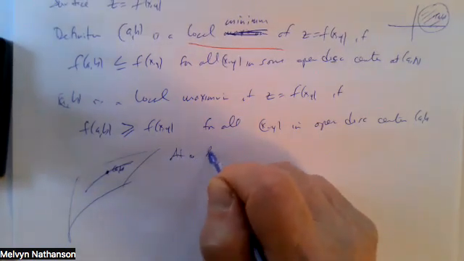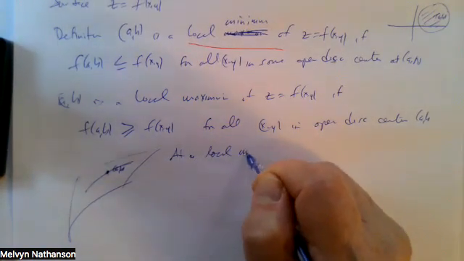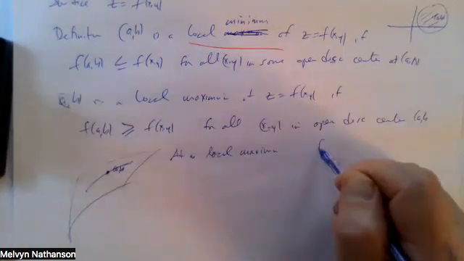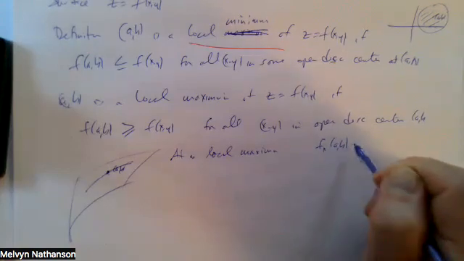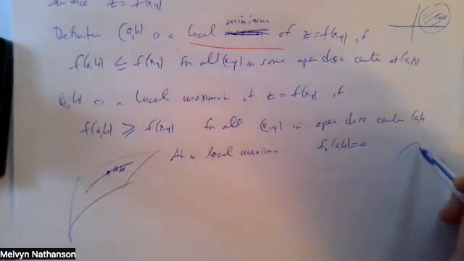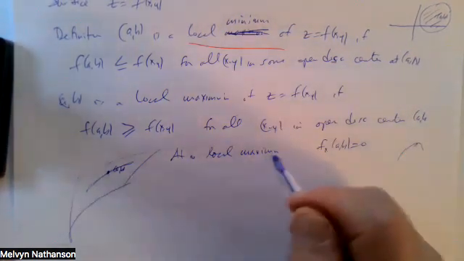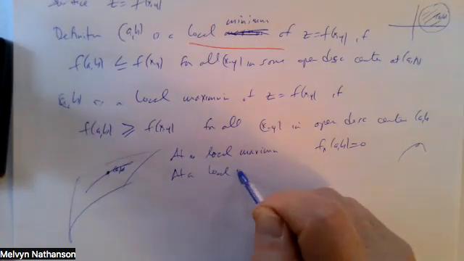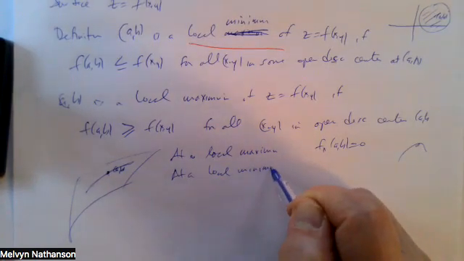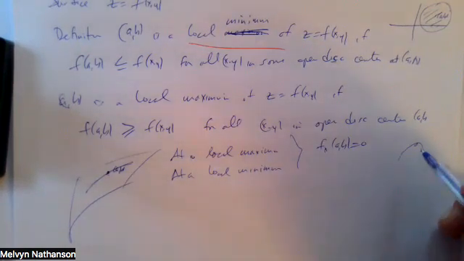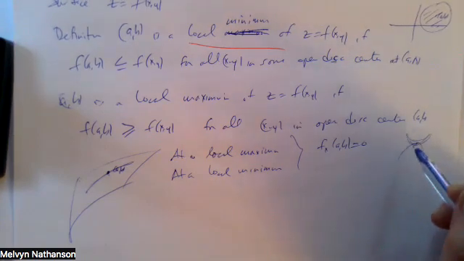So at a local maximum, the partial of f with respect to x at (a, b) is going to be 0 on that curve. On that curve, the curve is going to look like that. And similarly, at a local minimum, the partial of f with respect to x will be 0 because the curve at that point will look something like that.